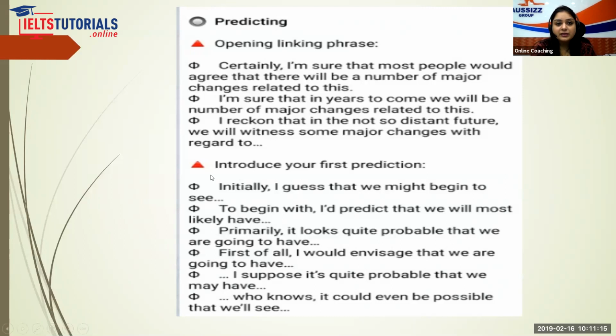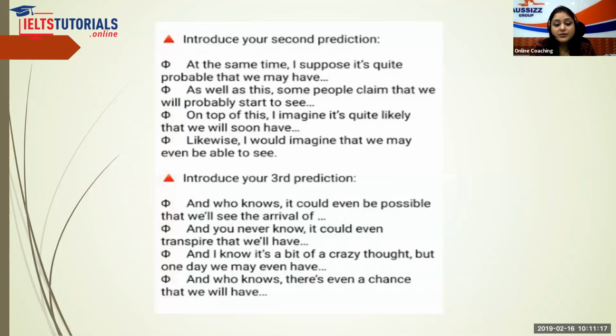Now, after predicting, how will you introduce your second prediction? Introducing your second prediction means "at the same time," "I suppose," "it's quite probable." So these are simply the phrases I want you to tell, as well as this, "some people claim that we will probably start to see." Here, this person has added "I suppose." "Some people claim that it will probably." "On top of this, I imagine." Always you need to show particularly the kind of words that you are using here.